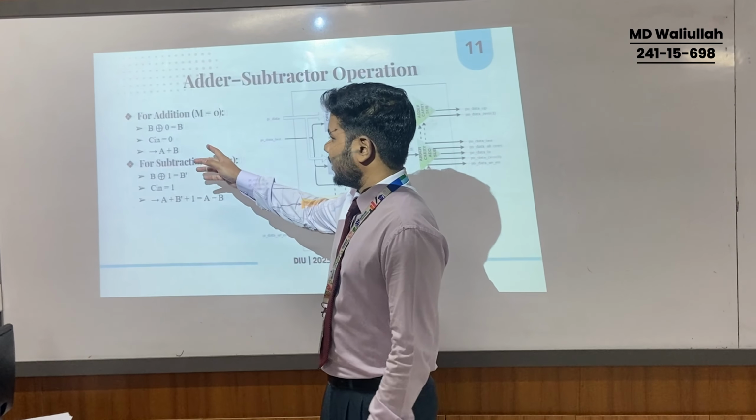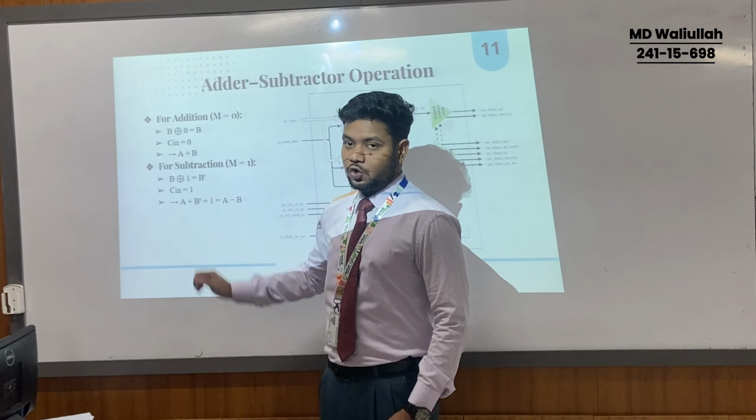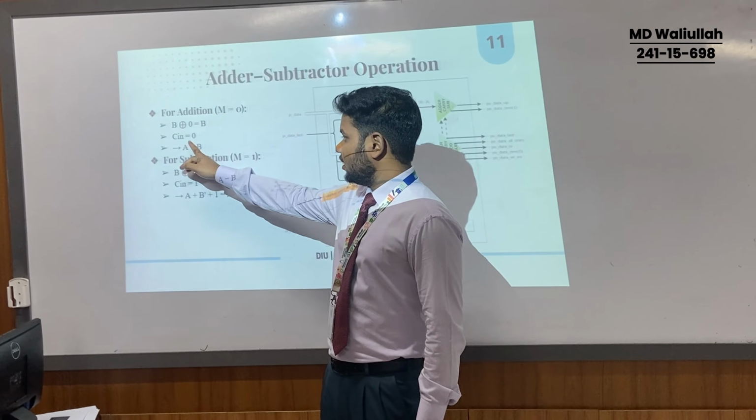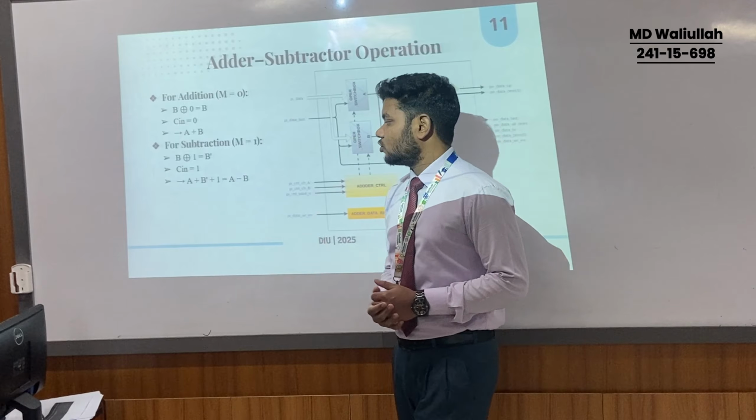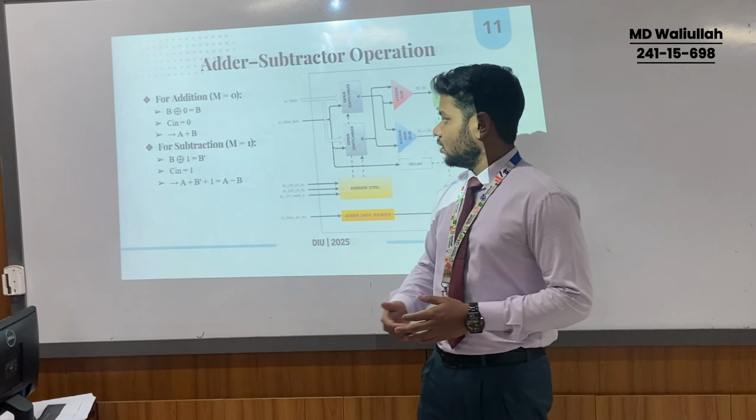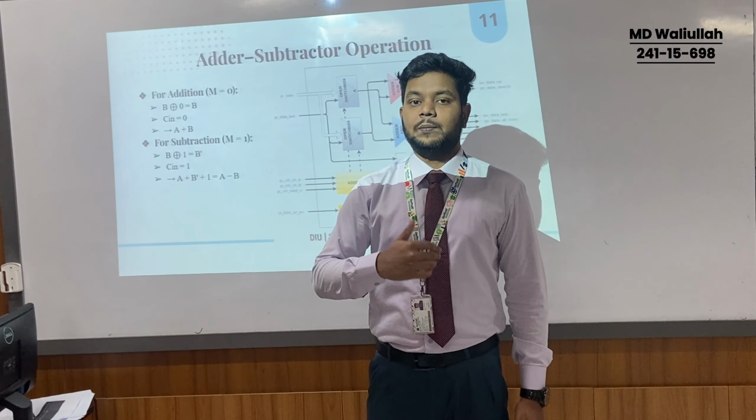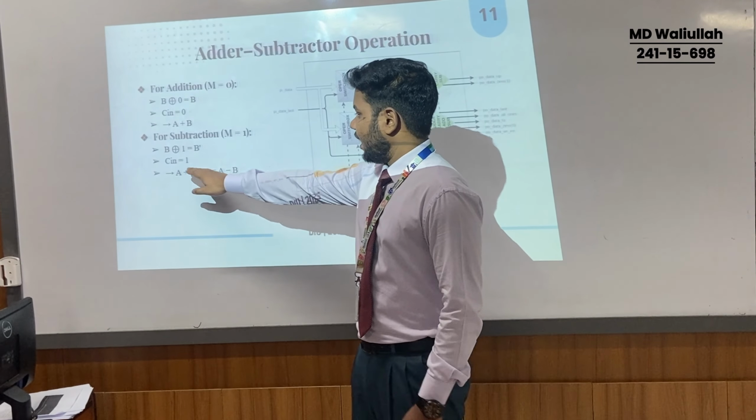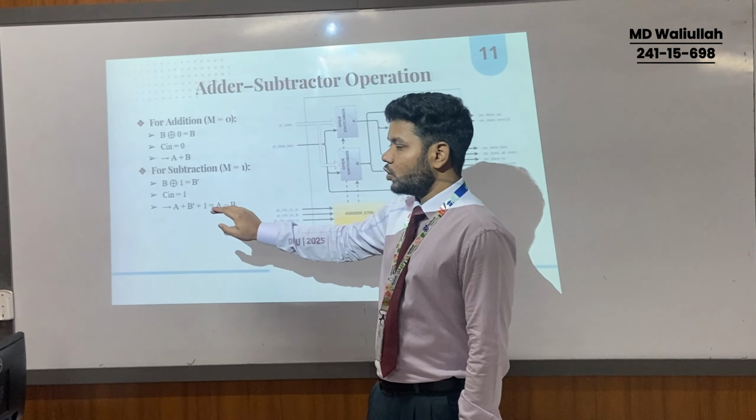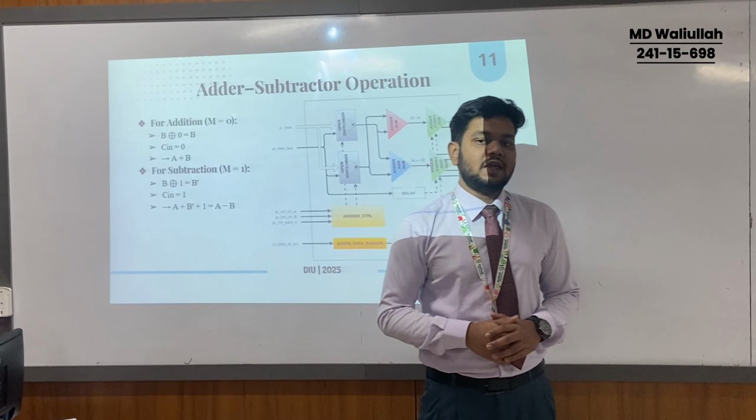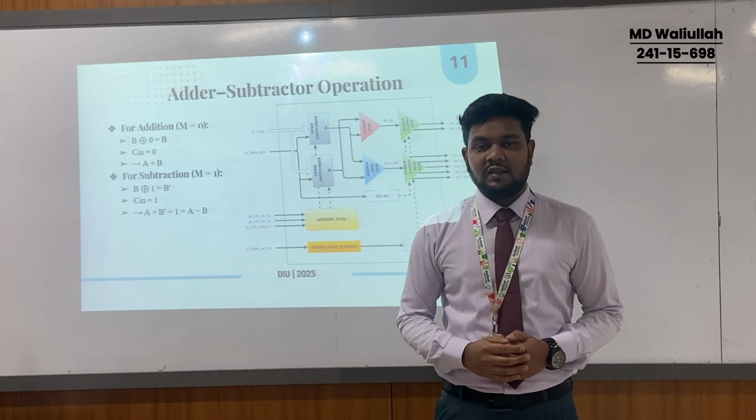Here are the mathematical forms. For addition, when n equals 0, B XOR 0 comes out as B, C remains 0, so it becomes A plus B. But in the case of subtraction, A minus B, we add 1: B XOR 1 comes out as B bar, the opposite of B, and C is 1. Then you can see A plus B bar plus 1 equals A minus B. This is how we do the job of adding or subtracting in this circuit in binary.